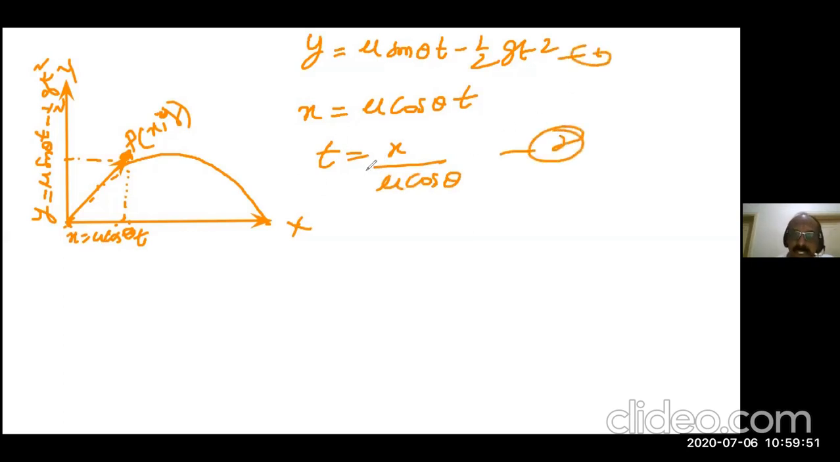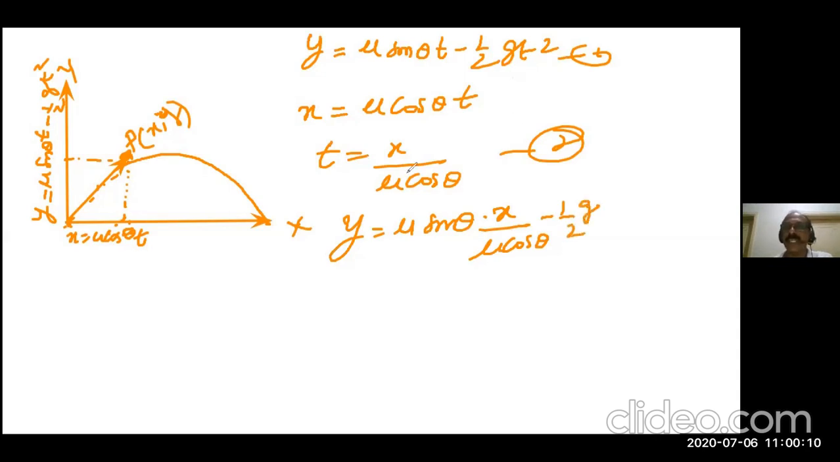Now substitute the value of t in equation number 1. Y is equal to u sin theta into, what is t? X by u cos theta. Then minus half into g, what is t? X squared divided by u squared cos squared theta. Any doubt up to here? This t I substituted here and here.